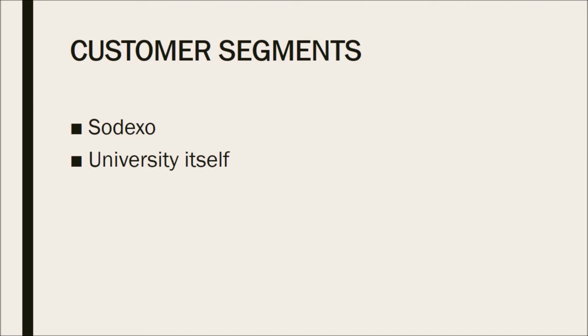So my next element is consumer segment. Our main consumers are Sodexo and the university, because due to this their costs are saved. If less food is consumed, less raw material is purchased, and if less raw material is purchased, Sodexo will have cost cutting, and thus the university itself will have to pay less to Sodexo for providing food for the same strength of persons in this campus.